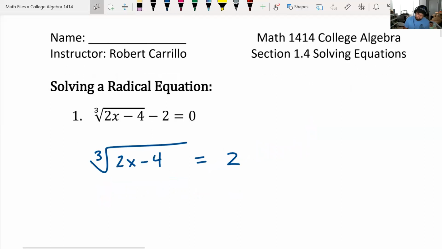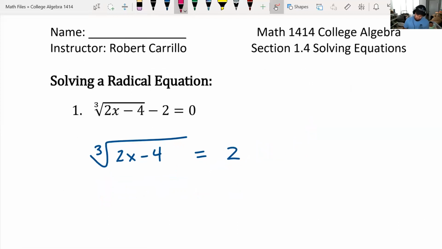So I'll put parentheses. Ooh, so hang on. The screen's all greasy. I should be writing this way. All right. The cube root of 2x minus 4. Oops, keep the same colors.